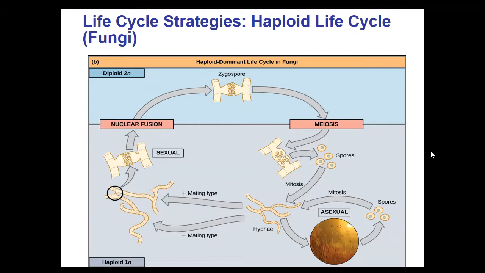This word hyphae just means the little threads that make up the mold. If you look at a mold under a microscope, it just looks like a bunch of little threads, and that's what they're called, hyphae. And so these are the individual cells. Those are haploid, and they do reproduce sexually, but because they are already haploid, they produce haploid sperm and egg not by meiosis but mitosis.